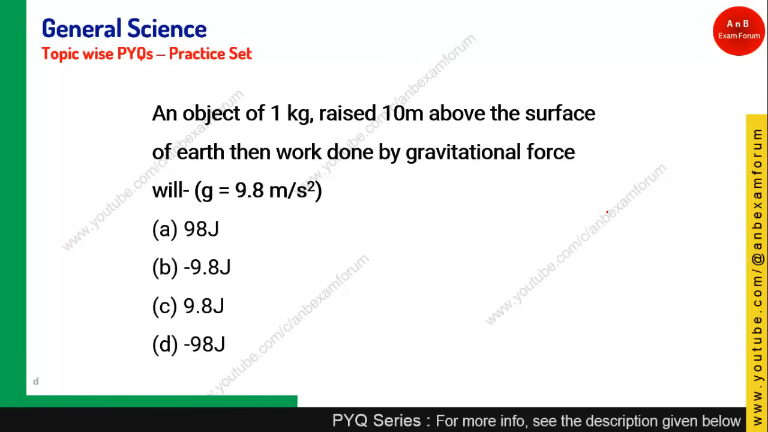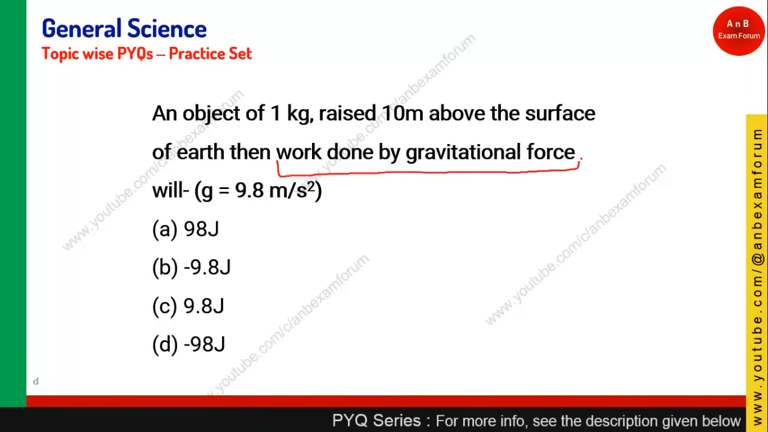Let's see, an object of 1 kg is raised 10 meter above the surface of earth, then the work done by the gravitational force will be what? In this question you need to calculate the work done by the gravitational force, not on the object. So in this case the answer will be negative, since he is asking work done by the gravitational force. So you are left with option C, option B and D, because these are negative. What will be the work done? It is change in potential energy. Potential energy is minus mgh.